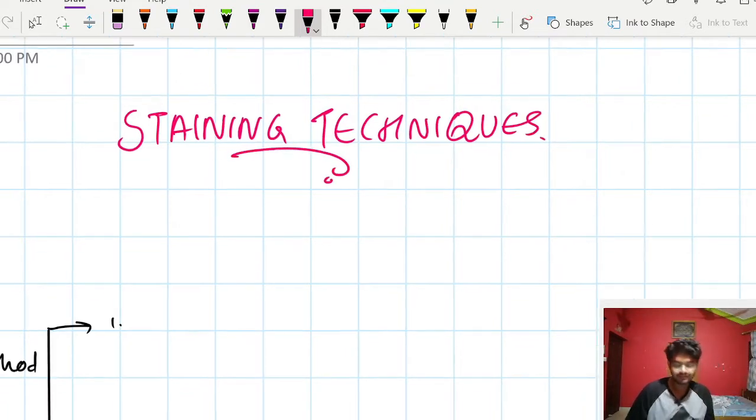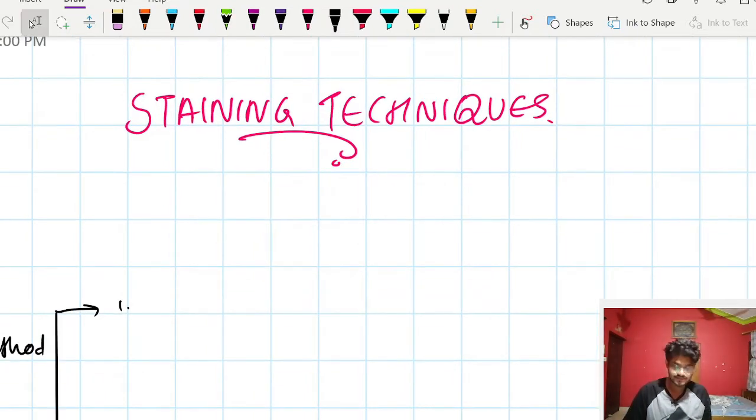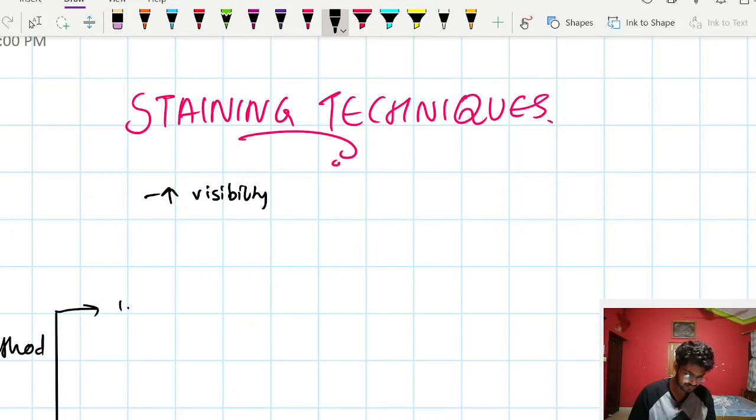So why do we need staining? Staining increases the visibility and the contrast of a microorganism, so we can easily see it under a visible light microscope. So it increases visibility and contrast. This helps in our preliminary identification.